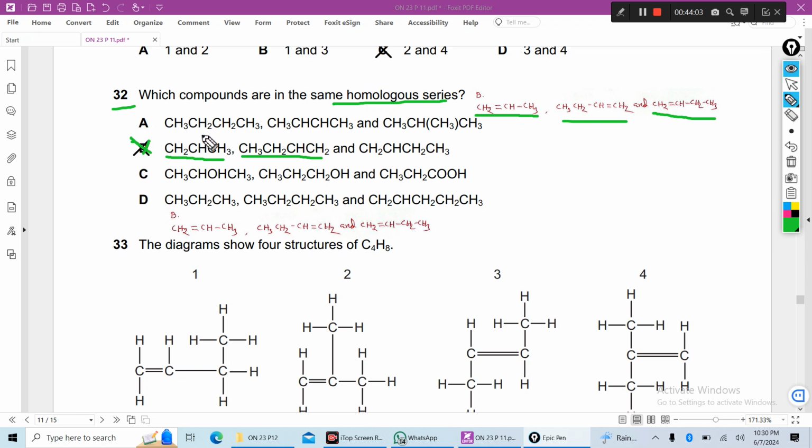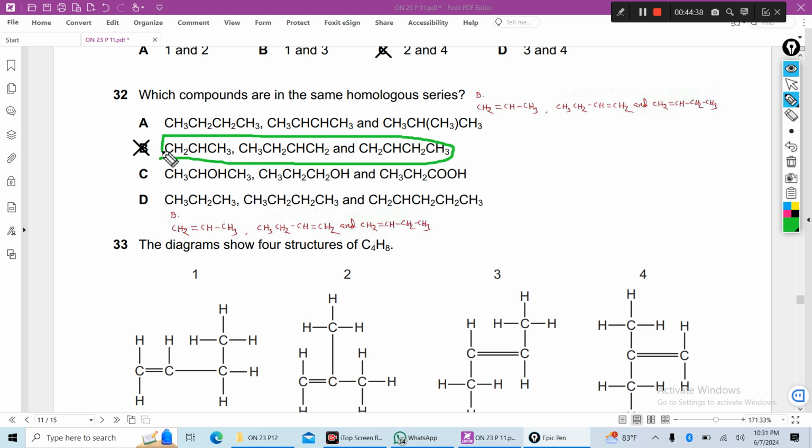And why is A not? In A, the first one is alkane, the second one is alkene. So they are not a homologous series. One is alkane, the other is alkene, different. C, alcohol and carboxylic acid, not the same functional group. And this is D, alkane, and the last one is alkene. So this is not a homologous series. The same homologous series would need all to be alkanes.